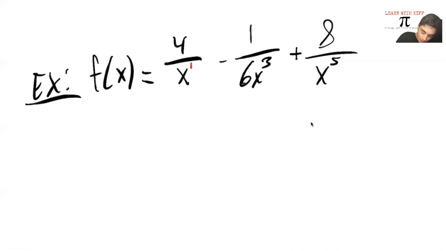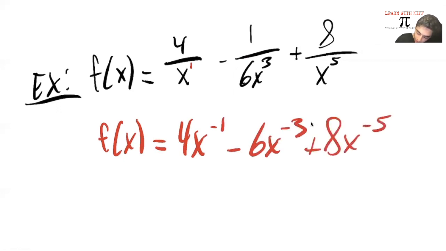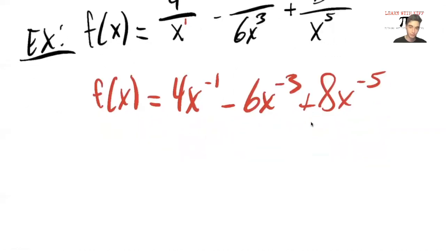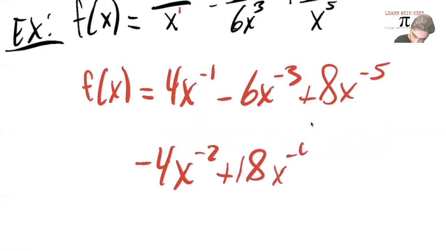So I'm just going to rewrite the function. It's basically like saying 4x to the negative 1 minus 6x to the negative 3 plus 8x to the negative 5. Okay. Now that we got that, now we can find the derivative. So now we multiply the negative 1 to the front. We have negative 4x to the negative 2 plus 18x to the negative 4 minus 40x to the negative 6.